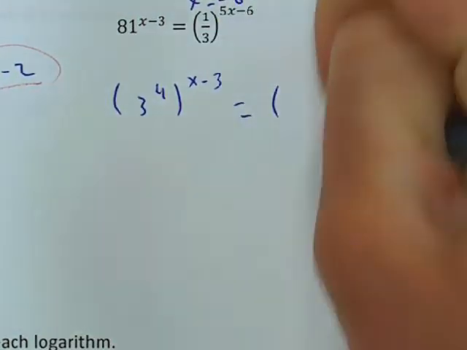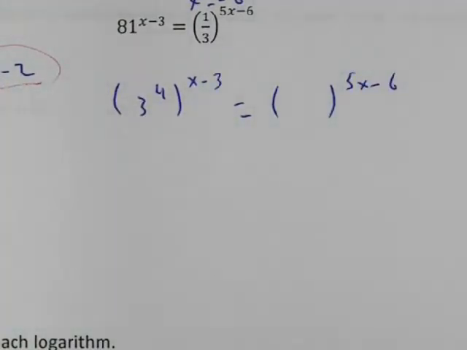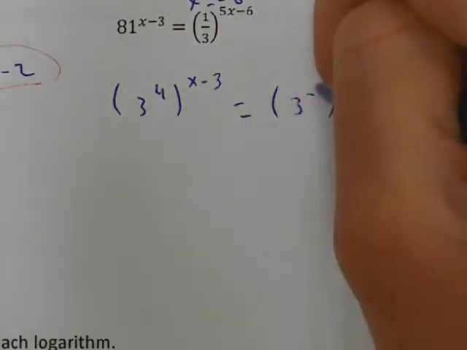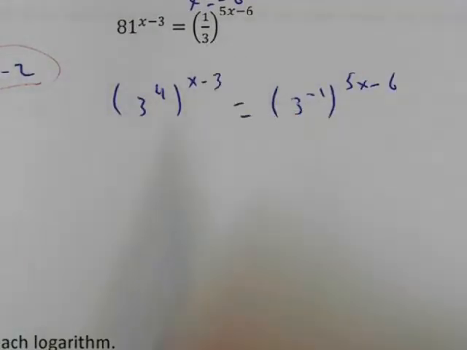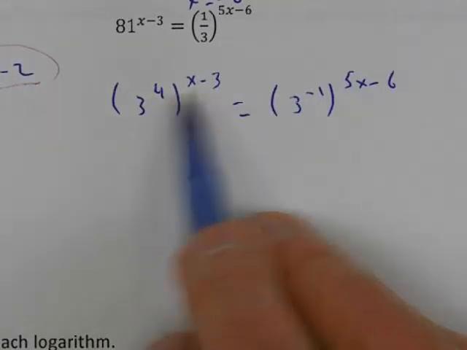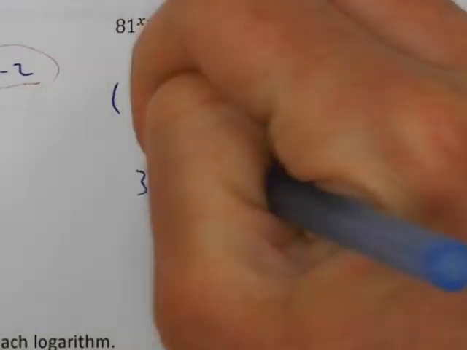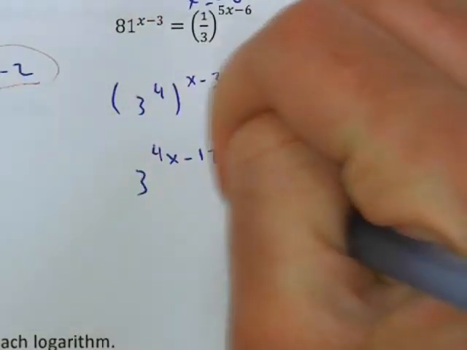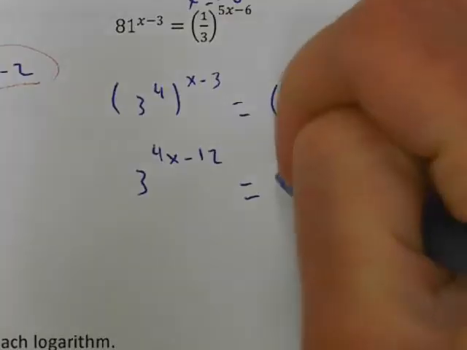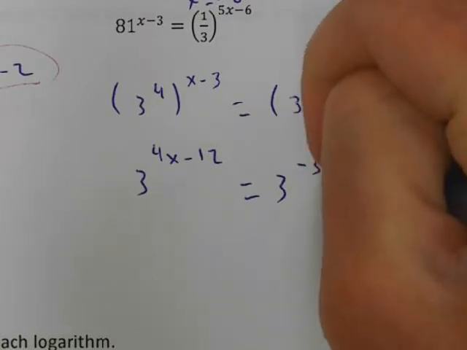Equals, and then instead of 1 over 3 to the 5x minus 6, how can I rewrite 1 over 3? Well, that's going to be 3 to the negative 1, because I want to flip it, but then leave it a 3. So I'm going to raise it to the negative 1 power. Now I want to multiply my exponents on both sides of my equation. So 4 times x minus 3, I'm going to get 3 to the 4x minus 12. And then on the right side of the equation, I'm going to get 3 to the negative 1 times 5x minus 6 gives me negative 5x plus 6.